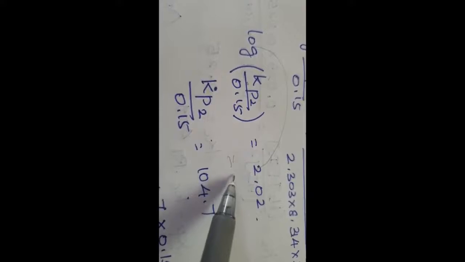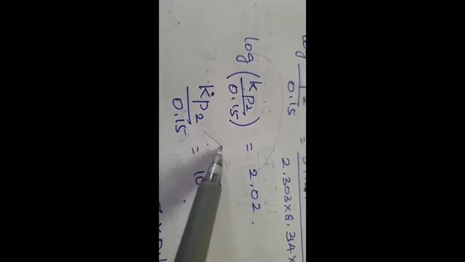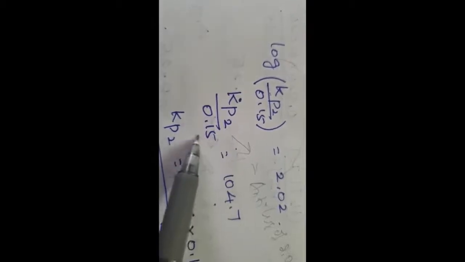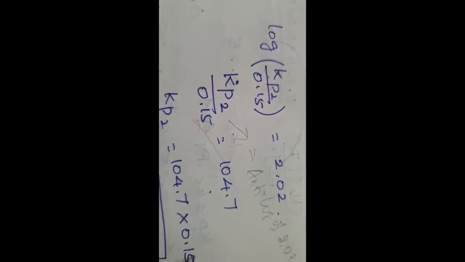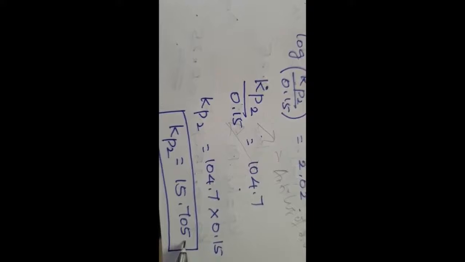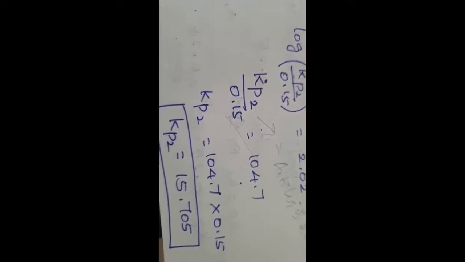In between, I missed one step here. So Kp2 by 0.15 is equal to the anti-log of 2.02, which gives 104.7. Now we can calculate Kp2 by cross multiplying these two values. Kp2 is equal to 104.7 into 0.15, that gives Kp2 is equal to 15.705. This is the equilibrium constant value at 100 degrees Celsius.